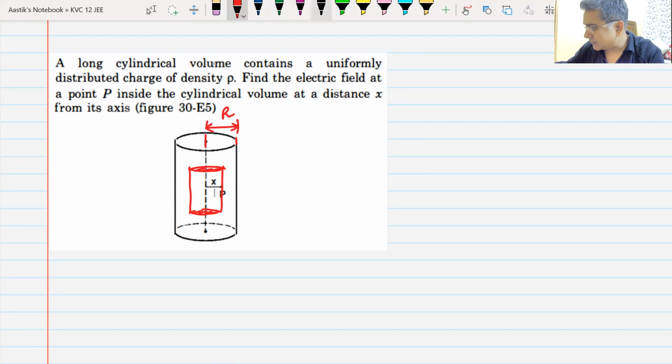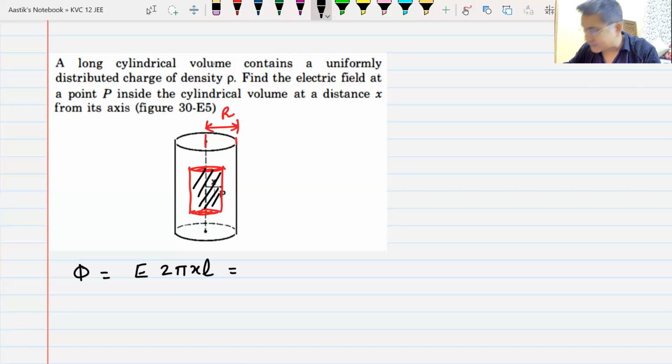So what is the flux through the curved path? The flux through the curved surface is E into 2 pi x L. This flux must be equal to the charge coming inside this. How much charge is coming inside? That will be equal to the charge density rho multiplied by the volume of this cylinder. What is the volume? It is pi x square into L.